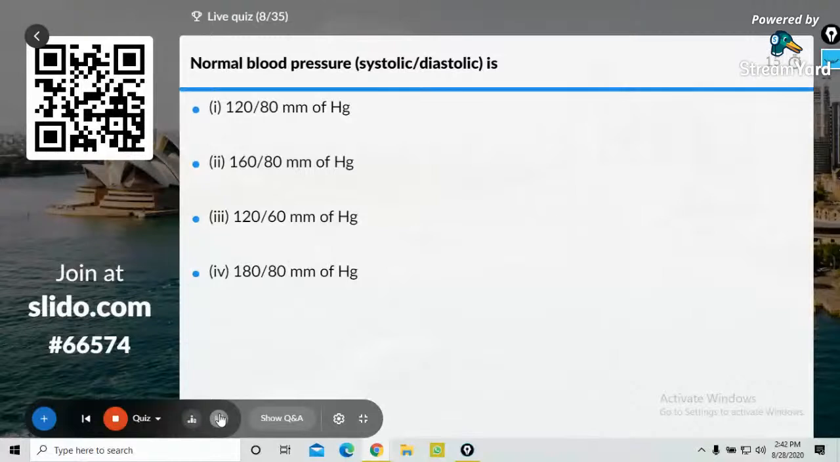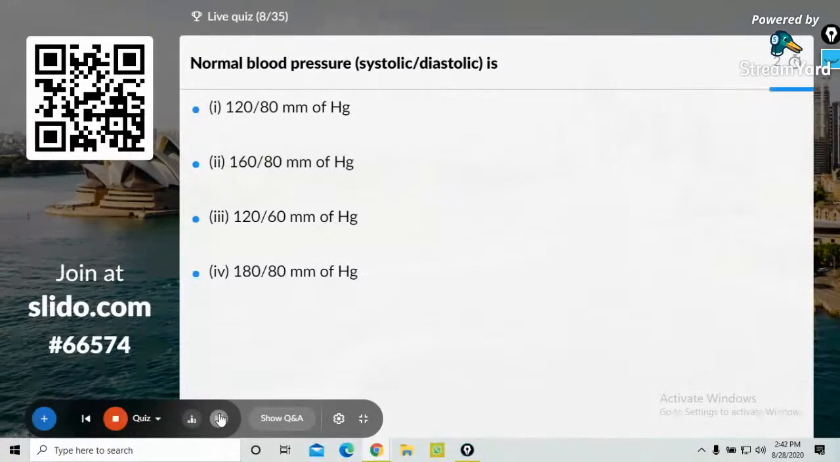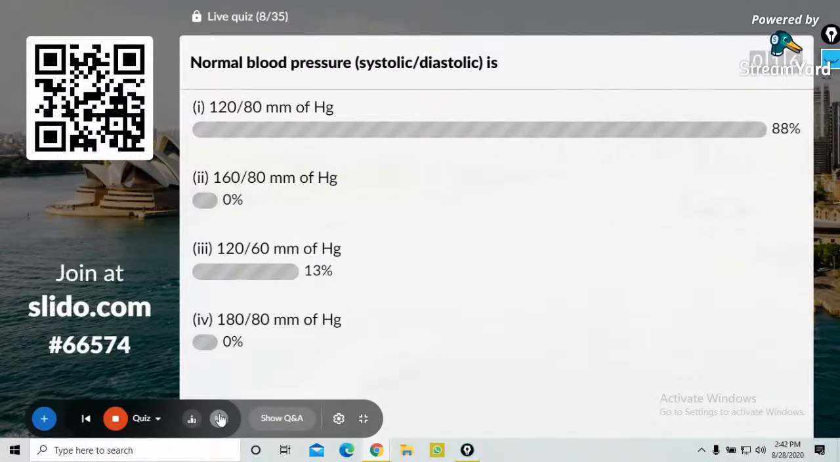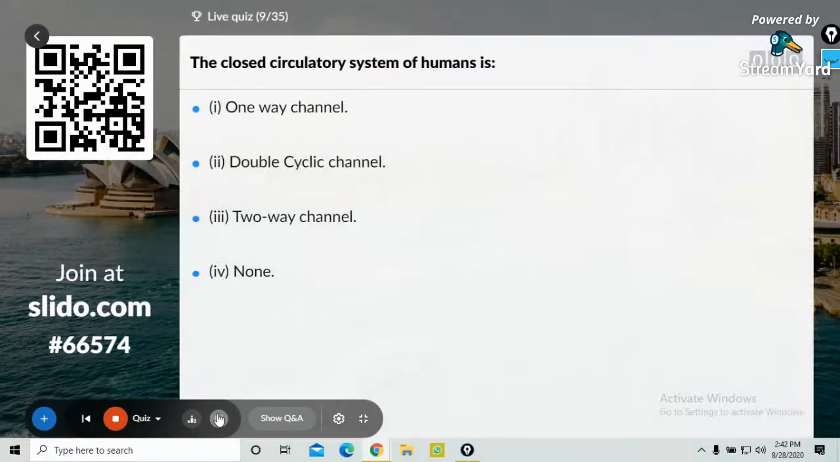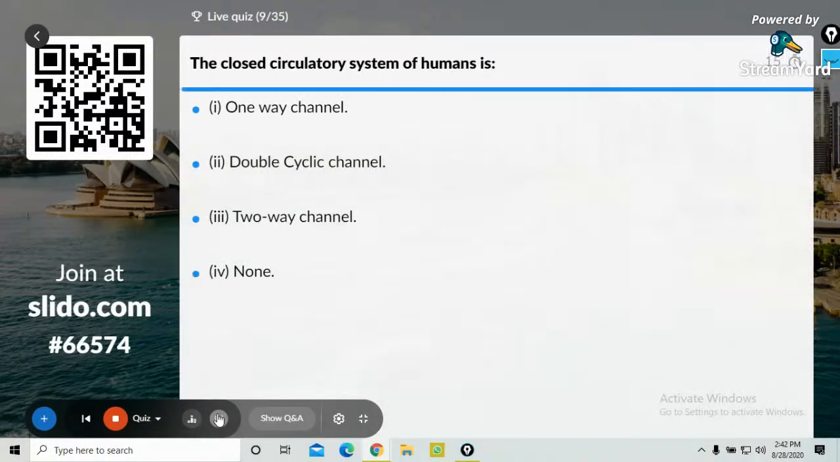Normal blood pressure, systolic over diastolic, is 120 over 80 mm of Hg, 160 over 80 mm of Hg, 120 over 60 mm of Hg, and 180 over 80 mm of Hg. First one is the systolic, and then, guys, 120 is the systolic and diastolic is 80. It's not 60. Next one. The closed circulatory system of human is one-way channel, double cyclic channel, two-way channel, none.